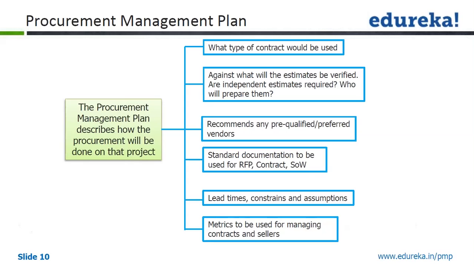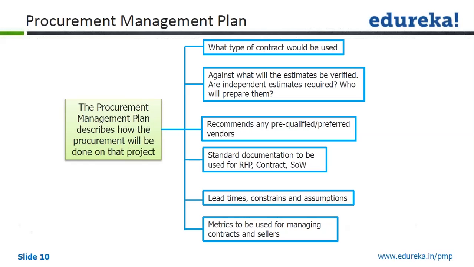We have here the procurement management plan. This procurement management plan describes how the procurement will be done on the project. So these are the components: what type of contract will be there, against what the estimates will be verified, are independent estimates required, who will prepare them, and recommend any preferred vendors.